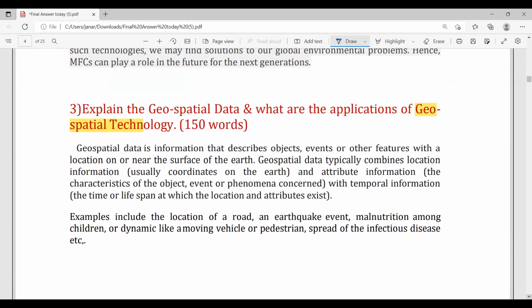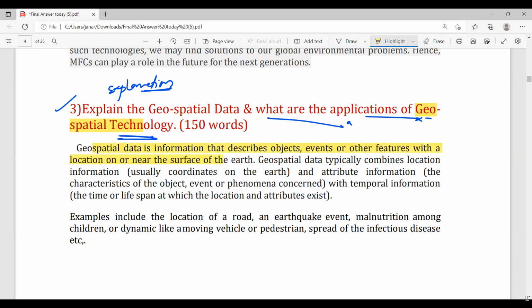Okay. Then geospatial data, this we did yesterday in the explanation. What are the various applications of geospatial data? Okay, so you can always start with a simple explanation: information based on location data. And various kinds of applications can be used: location of road, earthquake event, malnutrition amount. See, we can tag district-wise priority areas. Like I was talking about tagging MGNREGA assets. We don't know how much of assets are built under MGNREGA. So geotagging of this can be done.